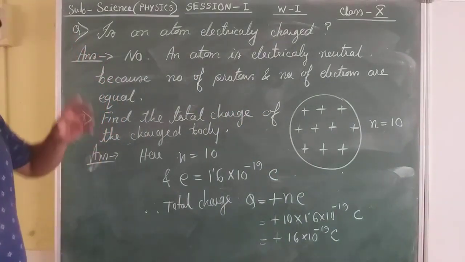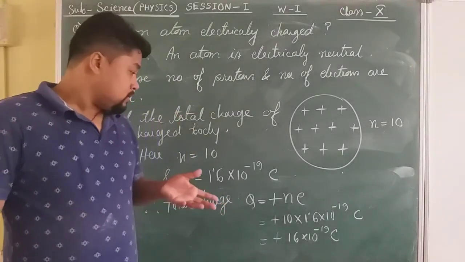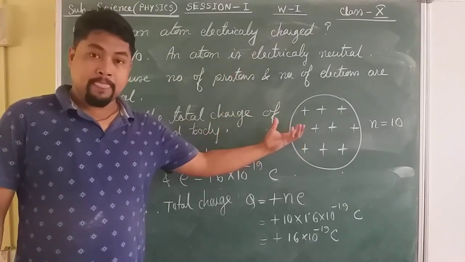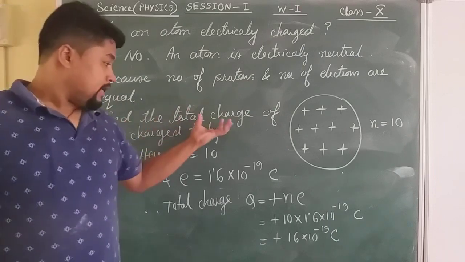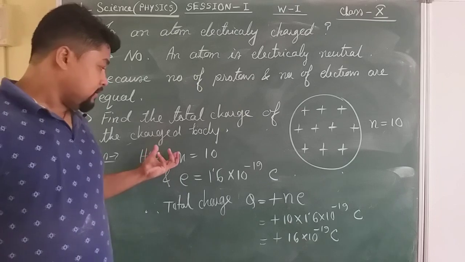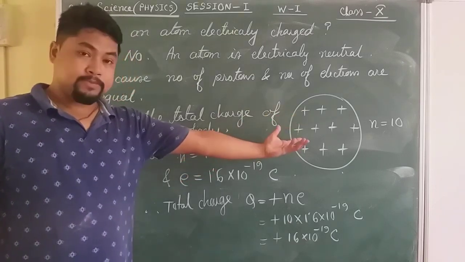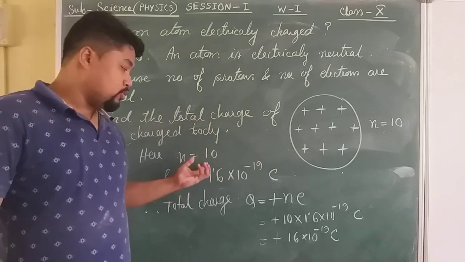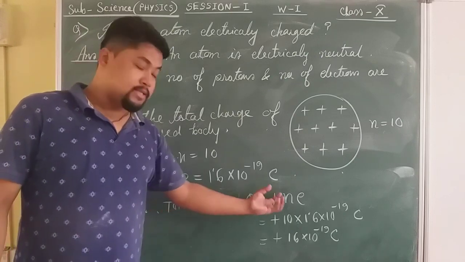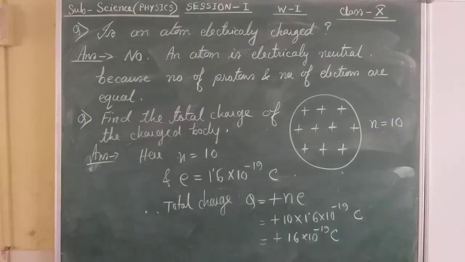So, from the mathematical statement of quantization of charge, we can calculate the total charge of a charged body. N is equal to 10, number of positive charges, 10, and charge of an electron 1.6 into 10 to the power minus 19 coulomb, and total charge Q is equal to plus n into e. Okay?